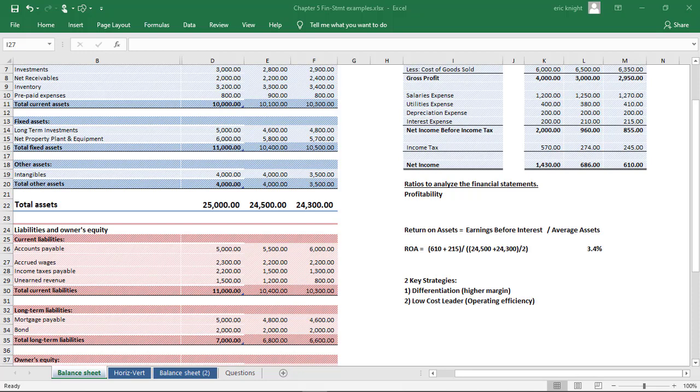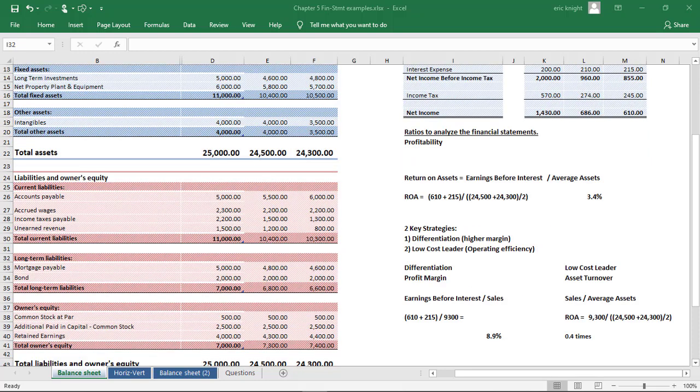And the other is a low-cost leader. So if you think of a business like Dollar General, they're going to have a smaller markup because they're trying to beat out their competition based on price. But in order to have that smaller markup, they've got to be very efficient. They've got to keep their costs low. So we can use two ratios to look into that.